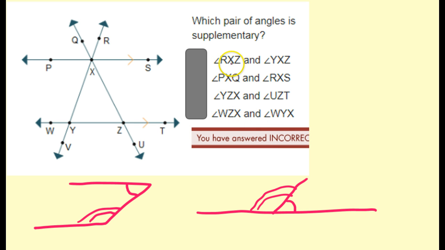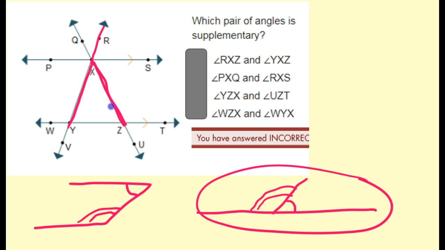So we have angle RXZ. So here's angle RXZ. And then we have angle YXZ. So angle YXZ. Well, that's this situation. These two angles together form a straight line. So they are supplementary. So immediately we get the correct answer right off the bat. Kabam!